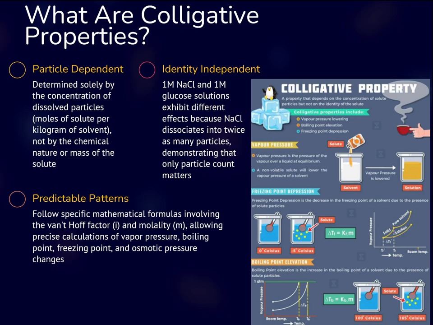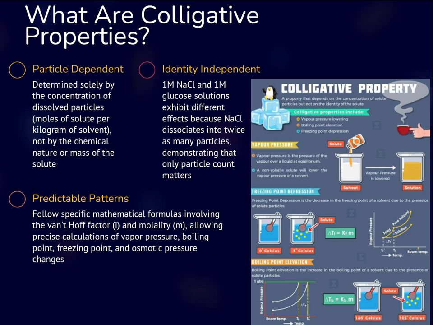Colligative properties are special because they depend on the quantity of solute particles in a solution, not their chemical identity. Whether you dissolve table salt, which is NaCl, or sugar, which in most common types is C6H12O6, what matters is how many solute particles there are. For example, when NaCl dissolves in water, it splits into two ions, Na+ and Cl-. That's why we say the Van 't Hoff factor, i, for NaCl is approximately 2.